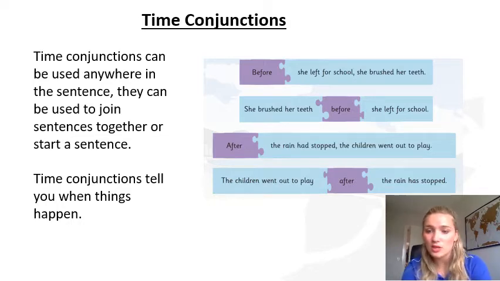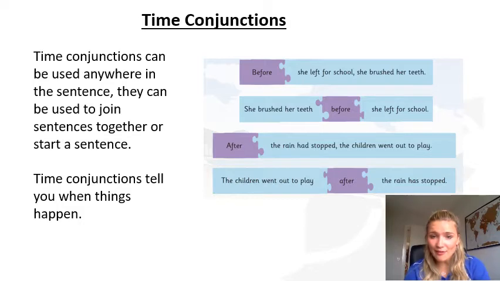So for the first one, we're using the time conjunction before. So we're telling you that something has happened before. So before she left school, she brushed her teeth. So before is at the start. We could also have it at the end of the sentence. So it could be she brushed her teeth before she left school. So it tells you the same information. It just tells you a little bit more using the word before, and it just changes the sentence around.